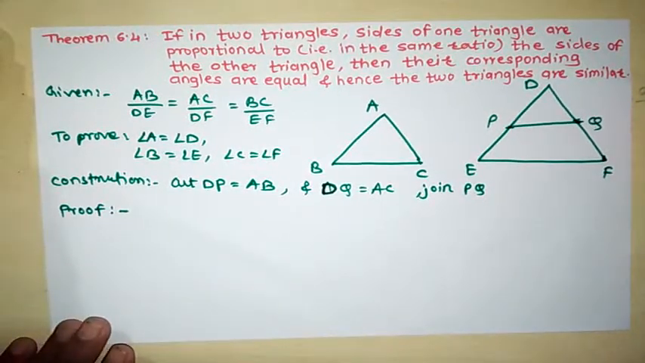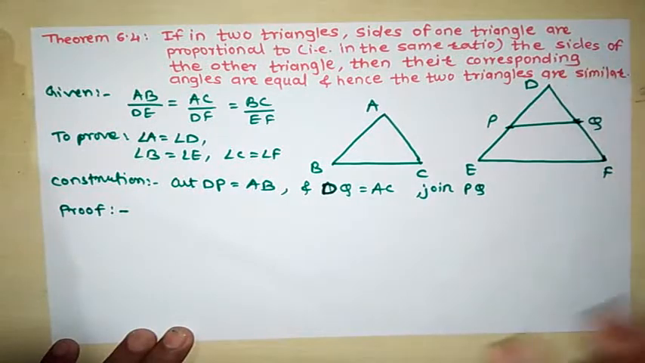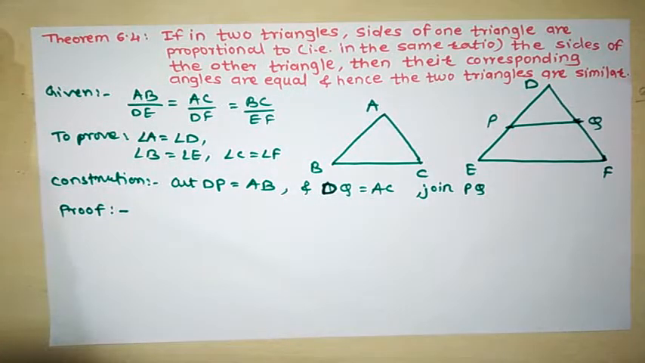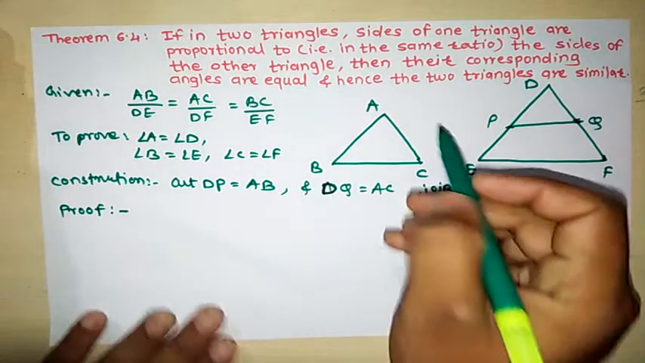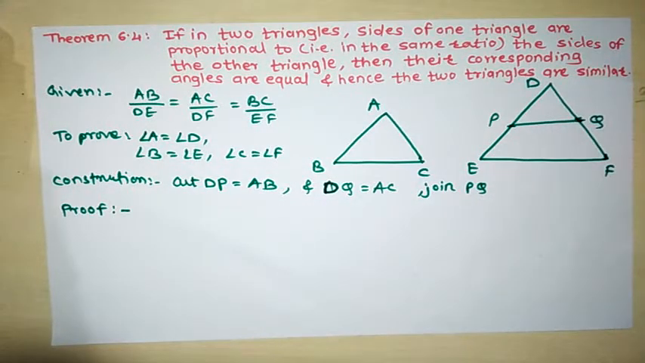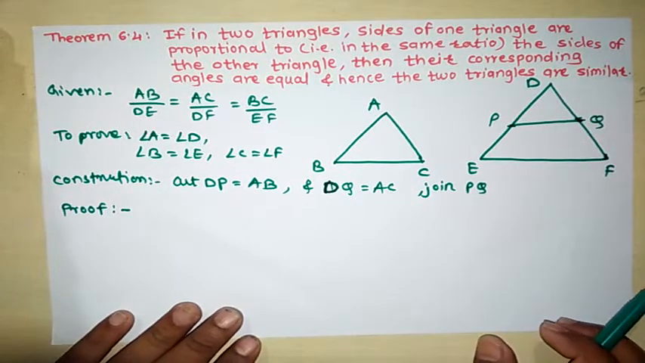Here, what is given here? Here given is AB by DE is given. AC by DF is given. BC by EF is given. To prove that all the angles are equal, आपको prove करने के लिए first we have to show that triangle ABC is congruent to triangle DPQ. ये आपको prove करना है.